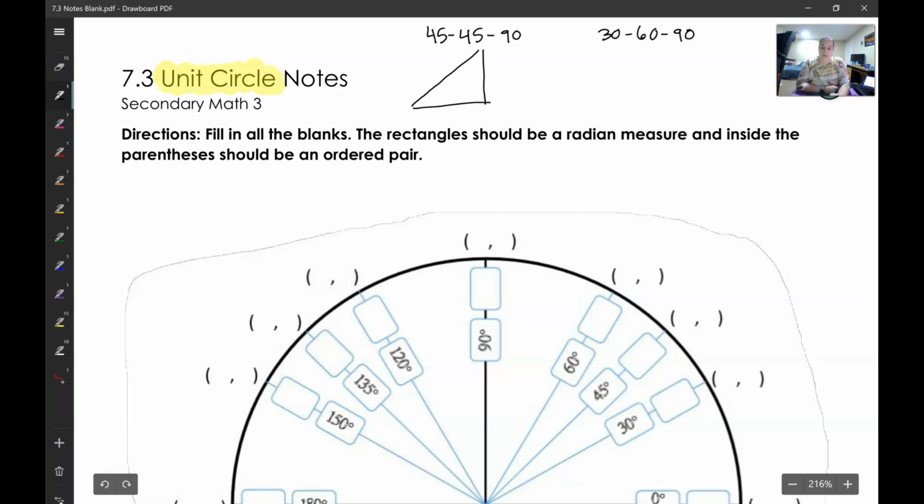So 45, 45, 90, we said the first rule is that the small sides are the same, and then the second rule is to get between the small sides and the big side, we use root 2. Now, if we're getting to a bigger side, we times by root 2. If we're getting to a smaller side, we divide by root 2. And I'm going to start with just that right now. Let's just focus on that one.